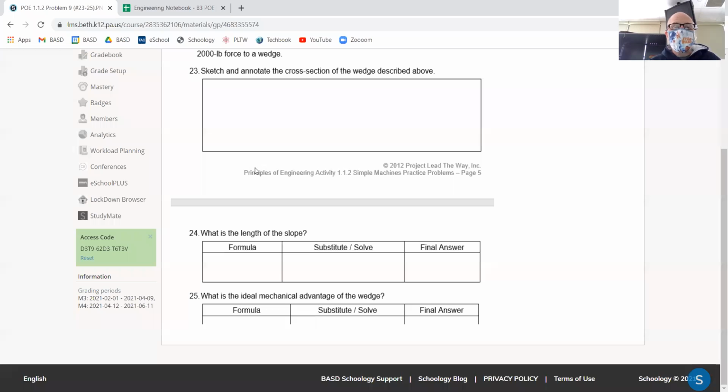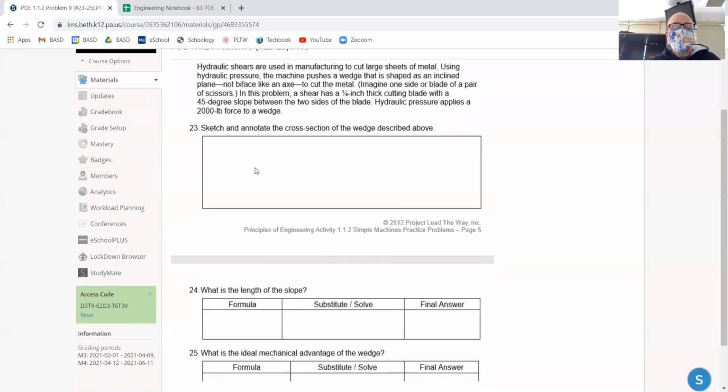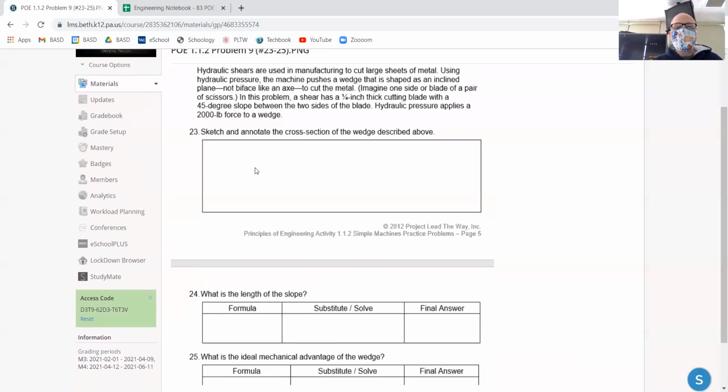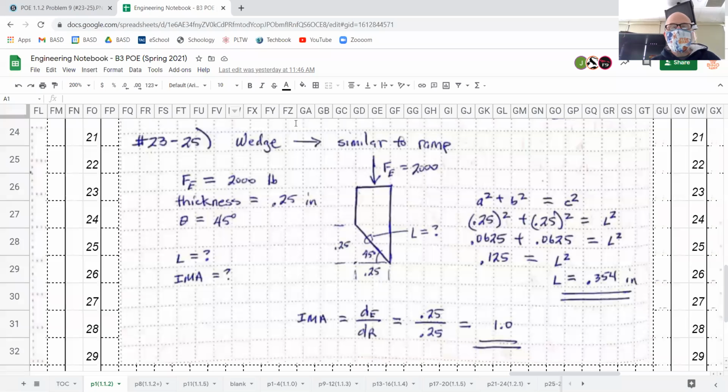When I read this problem, and maybe when you read this problem, I had no idea what they were talking about. And it took me quite a while to translate it into this solution on paper. I hope that was helpful to you.